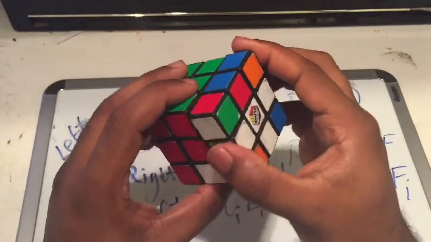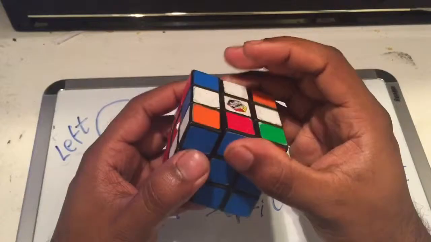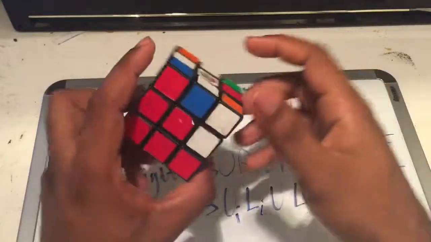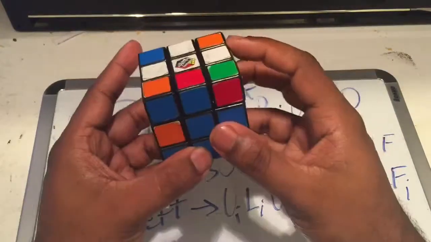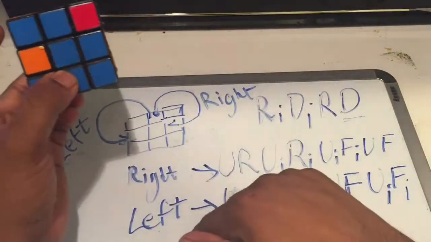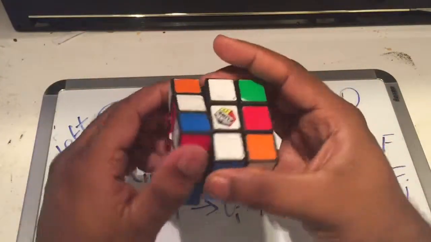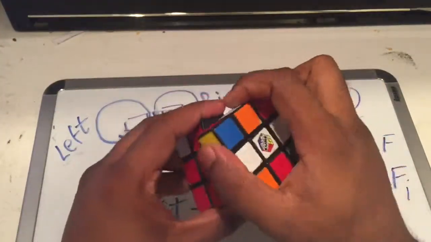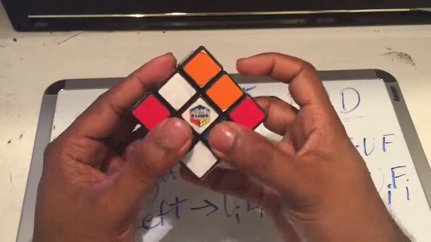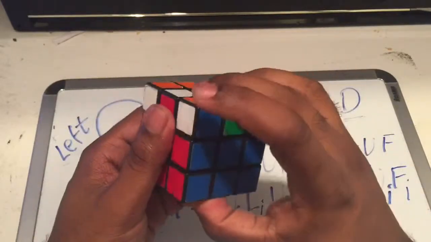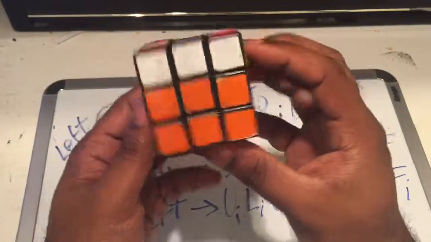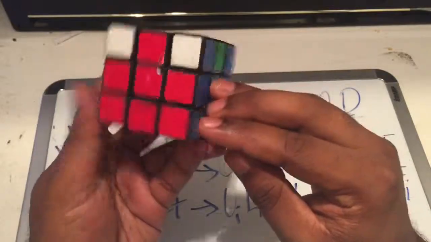Now let's find the next piece. This is blue, and again this needs to go to the left hand side because this is red, so this should move like this here. So we will apply the left algorithm: U inverse, L inverse, U, L, U, F, U inverse, F inverse. So this way we have solved the second layer of the cube.